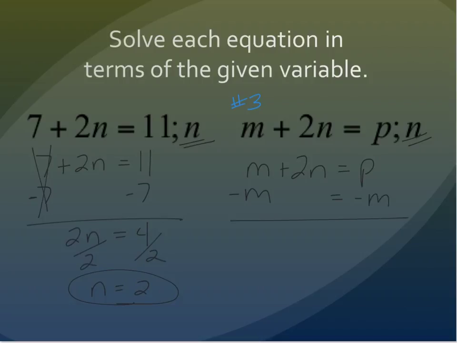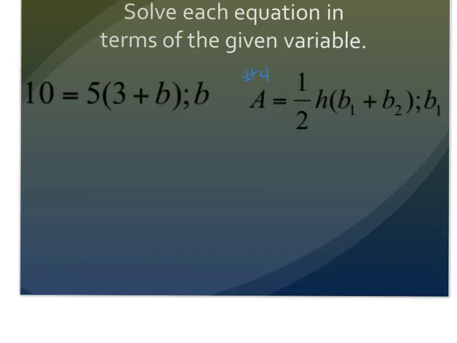And I undid the m because that's what needs to move. The n is staying. That's what I'm isolating. M minus m is 0. So 2n equals p minus m. I divide both sides by 2. N equals p minus m over 2.